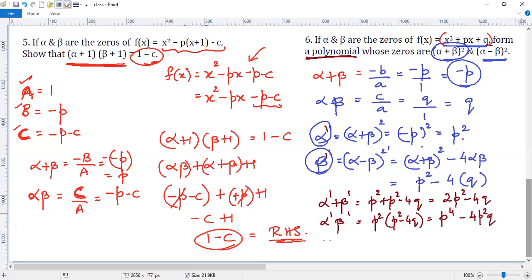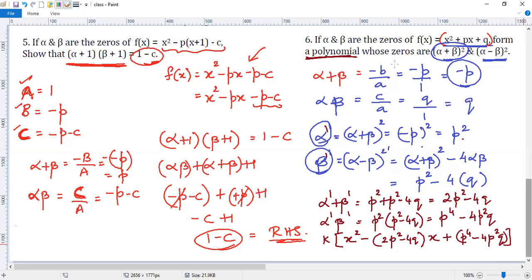So now straight away you substitute it in order to get the polynomial. What is it? K times of x squared minus, what is it? Alpha plus beta. What comes? 2p squared minus 4q into x plus alpha dash into beta dash. What is it? P power 4 minus 4p squared q. So this is the new polynomial that we have arrived at.